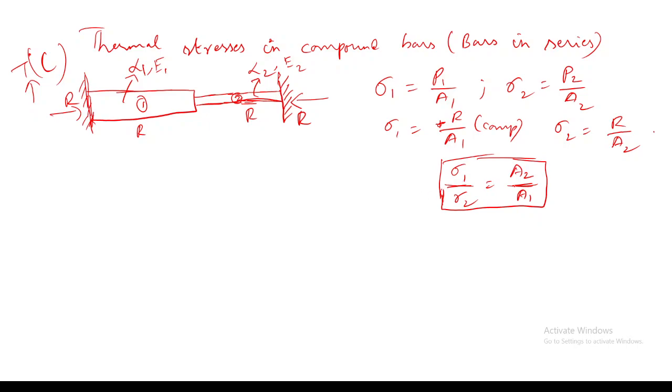So sigma 1 by sigma 2 is equal to A2 divided by A1. This is one of the important relations for solving these kinds of problems. And then I will find the delta L total. Delta L total is actually equal to 0, right? Since I don't have any deformation in the length direction.